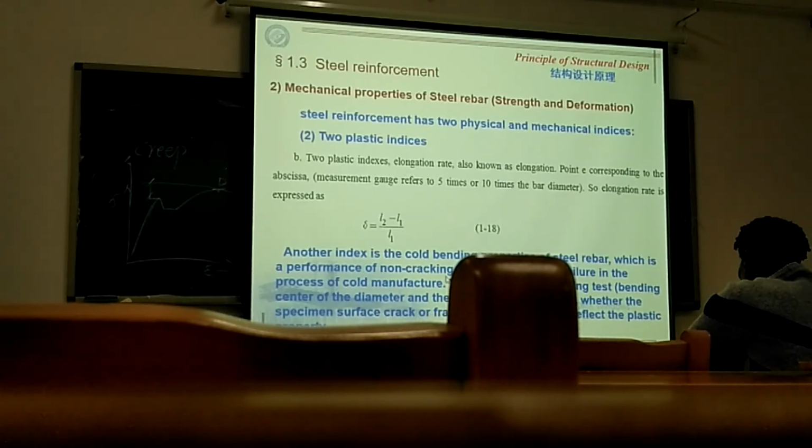See, non-cracking, when you're bending, you cannot generate a crack. No cracking, fracture or brittle failure in the presence of cold bending. Through the cold bending test, you specify the diameter and the angle of the bending. When the specimen surface cracks or fractures, it is used to reflect the flexibility. So these two indices: elongation ratio and cold bending properties.